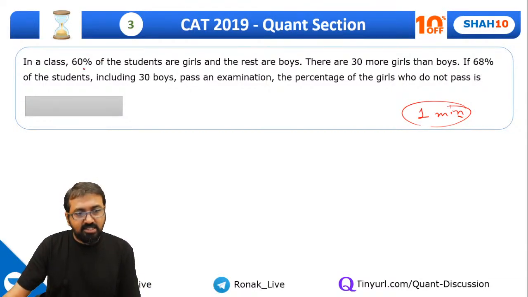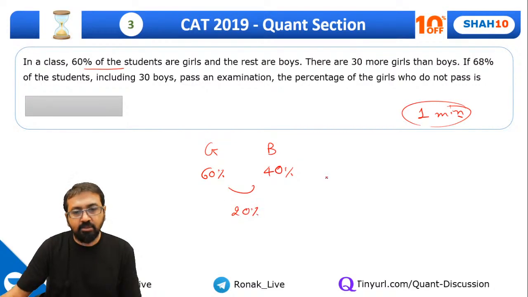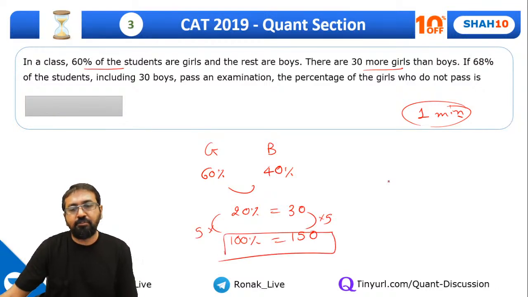In class, 60% of the students are girls, and the rest are boys. So of course boys are 40%. What is the difference? 20%. And one more thing is mentioned, there are 30 more girls, so 20% is 30, so 100%, that is total strength, should be 150, isn't that? 5 times. So guys, we got the strength of the class as 150 students.